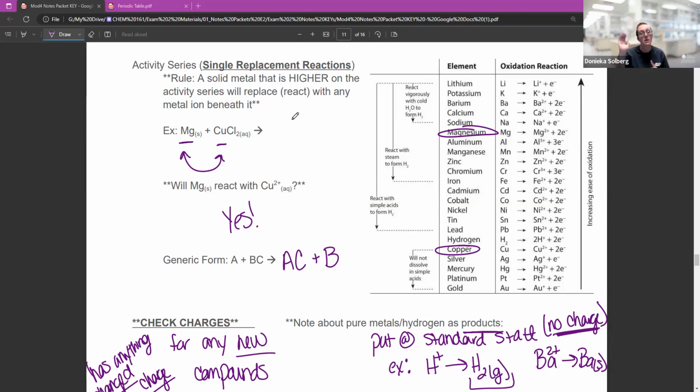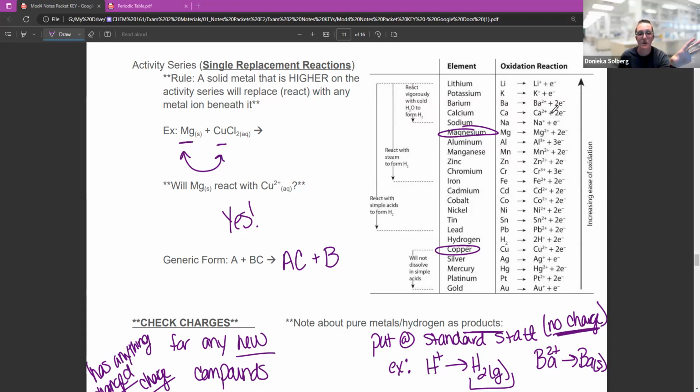When we were doing double replacement reactions, it was if it made a solid, it reacted, or if it made a gas, or if it made water. Now, if it's a single replacement, it is if the single metal that you're putting in is more reactive than the one in the compound. So the rule is a solid metal that is higher on the activity series, or reactivity series, will replace the metal ion that's under it. So I check the pure element and what it's going to switch with and ask, is the pure element higher on the reactivity series? If it is, it will react.